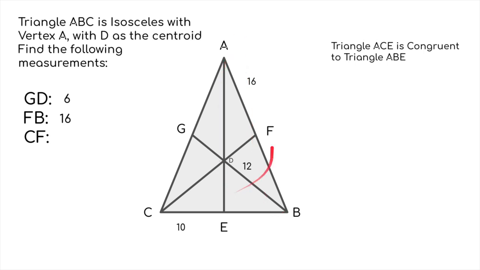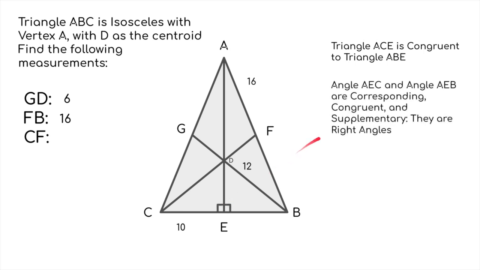Now we have two congruent triangles, and we have these corresponding angles. We know that it's a linear pair. When we have two corresponding congruent supplementary angles, we know that they're going to be right angles. This means that triangle AEC and triangle AEB are both right triangles.